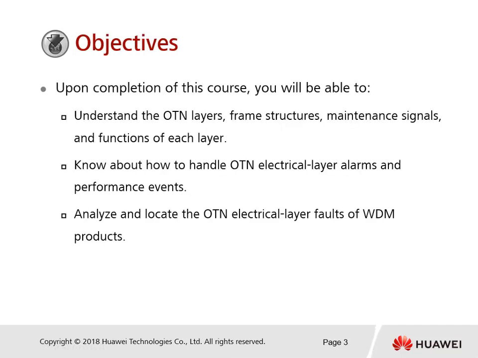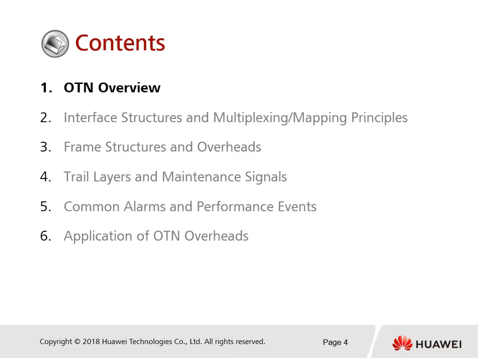As you can see here, after learning this course, you'll be able to first understand the OTN layers, the frame structures, the maintenance signals, and functions of each layer, and then know how to handle OTN electrical layer alarms and performance events. And finally, you should be able to analyze and locate the OTN electrical layer faults of WDM products. And for this course, we have 6 chapters in total.